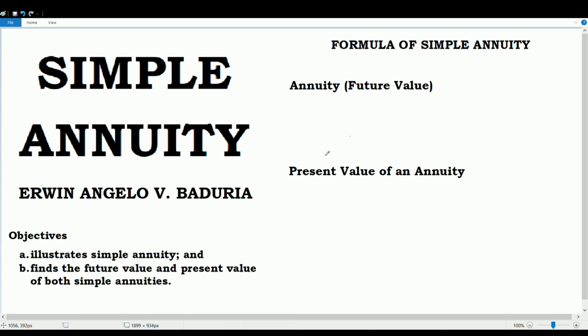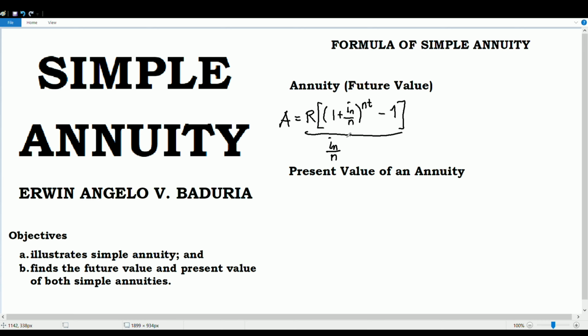For the formula of simple annuity, let's start with the annuity itself, or the future value, denoted by uppercase letter A. That is equal to the amount of the regular payment R multiplied by the quantity (1 plus i subscript n over n) raised to nt, minus 1, all over i subscript n over n.